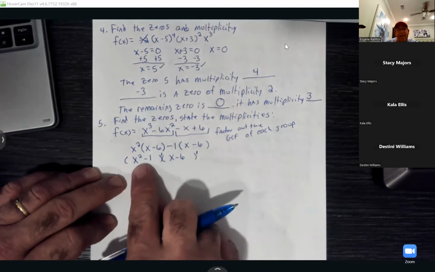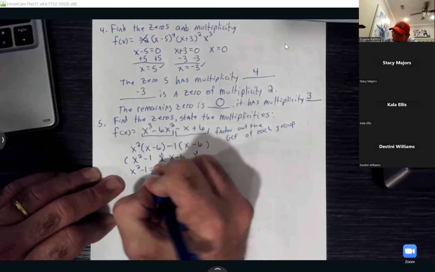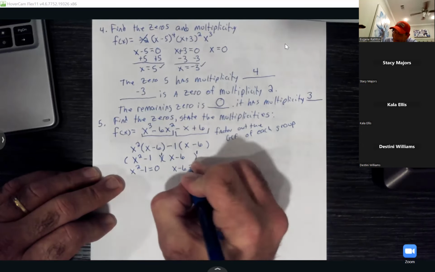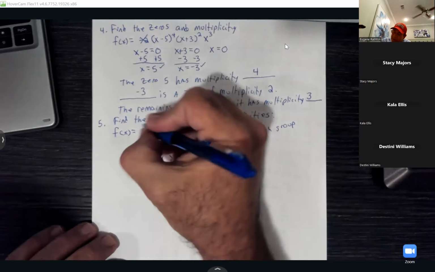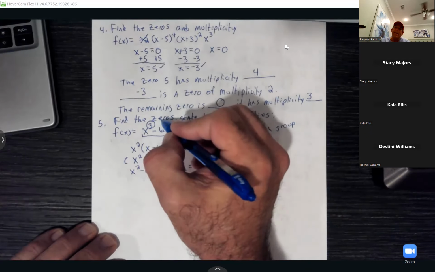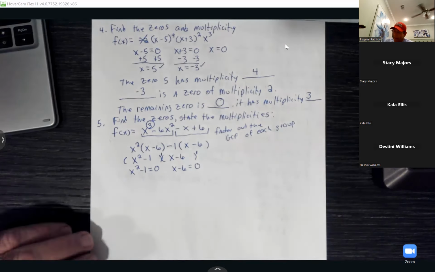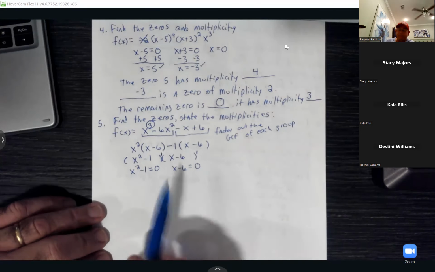So now to find the actual zeros, I'm going to take the x squared minus 1, set it equal to 0, and then the x minus 6, set it equal to 0. Now remember, since this was the x to the 3rd up here, that exponent 3 tells me we got to get 3 zeros when we're done. And looks like 2 of them are going to be over here, and then the other one here.